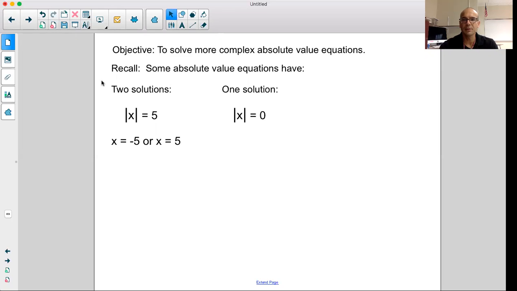One solution is a little unusual. That is when your absolute value statement on one side is equal to 0, because then the only number that could be inside to have that work is 0 itself. So x equals 0 is the one and only solution.